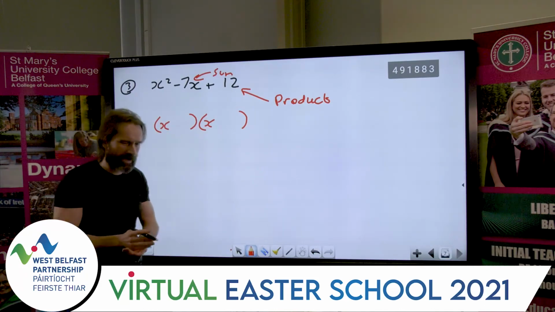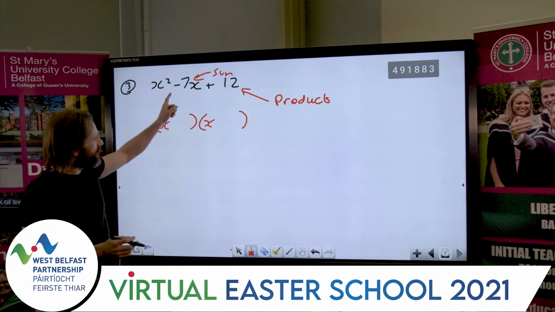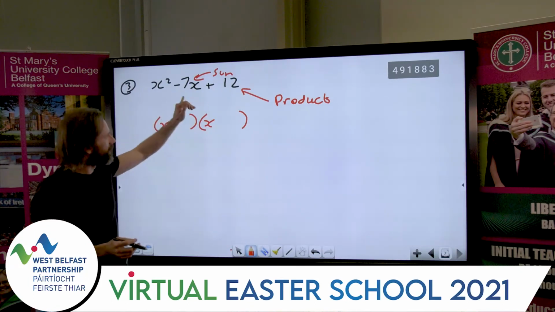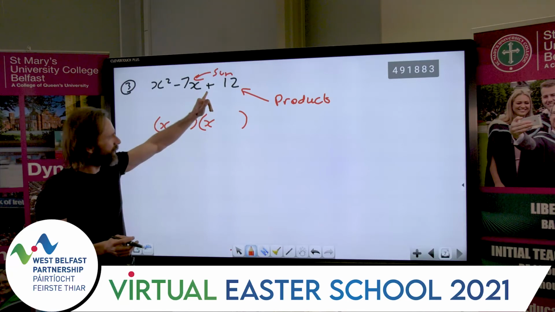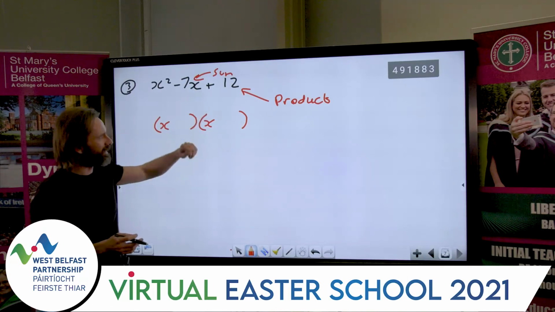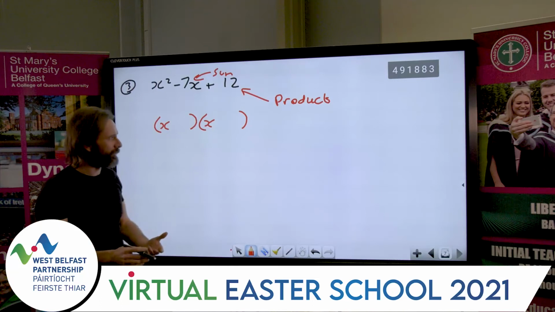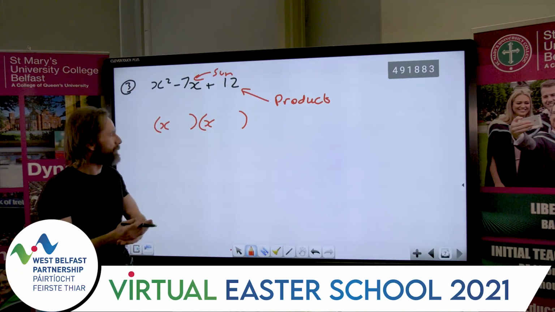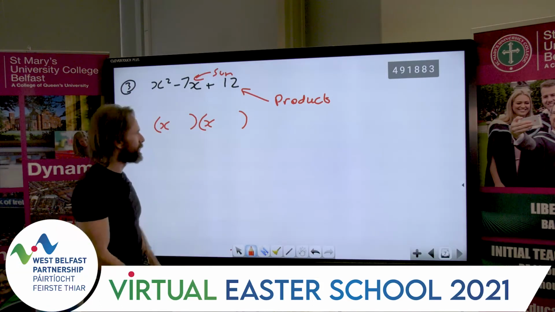Okay, so we need combinations of numbers that multiply together to give me a product of positive 12. Now here's the thing to keep an eye out for. If you ever see the coefficient of x, the number at the end, being minus and positive in that order, it has to be two negatives. And the reason being, the only way to get a sum that is negative, but two numbers that have multiplied together to give me a positive, is if those numbers were both negative, because multiplying two negatives gives me a positive. So we're looking at two negatives here.